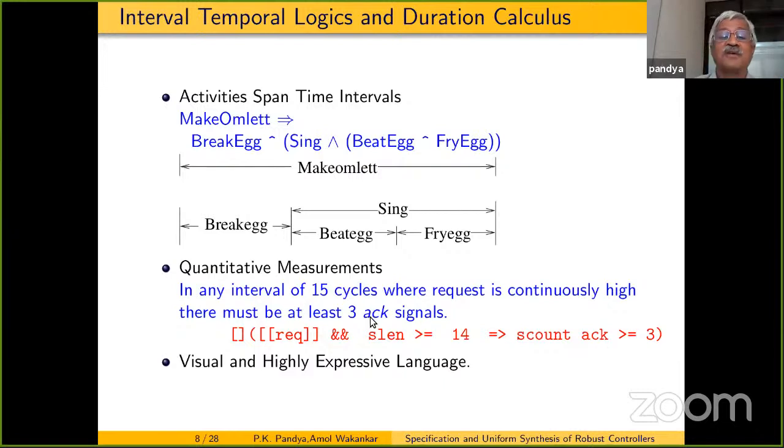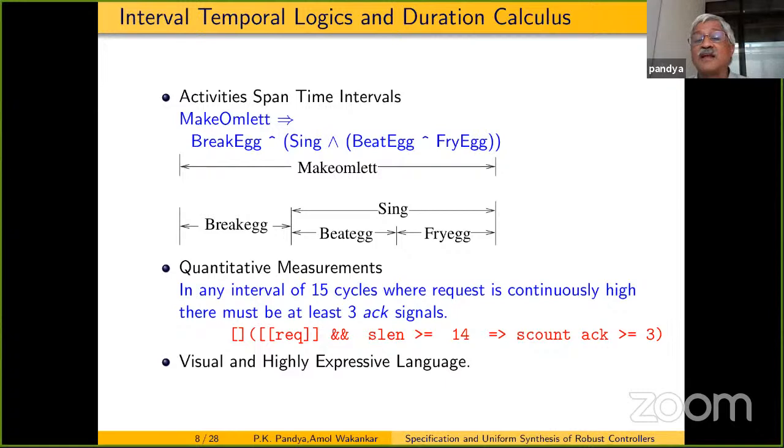Didn't work out. But here is a property from our bus arbiter. In any interval of 15 cycles, that is, in any observation window of 15 cycles, if request is continuously high for all of these 15 cycles, there must be at least 3 acknowledgements somewhere within this 15-cycle window.